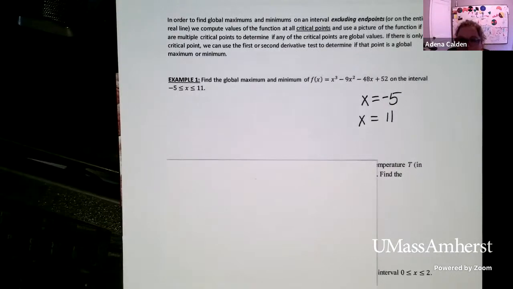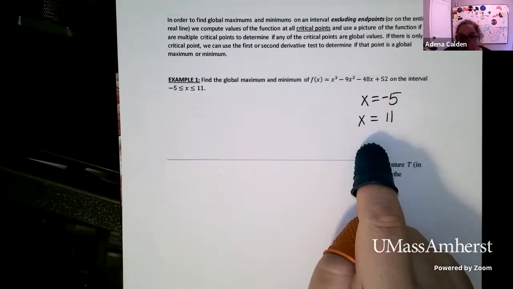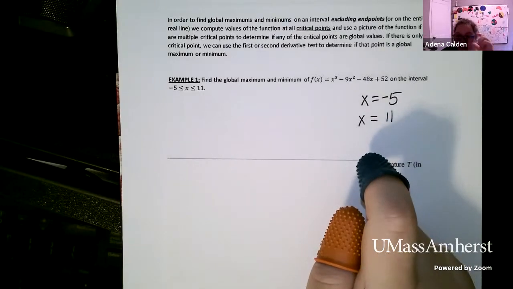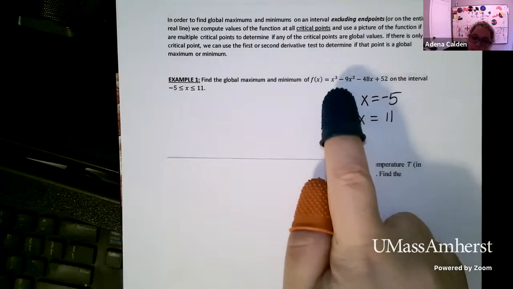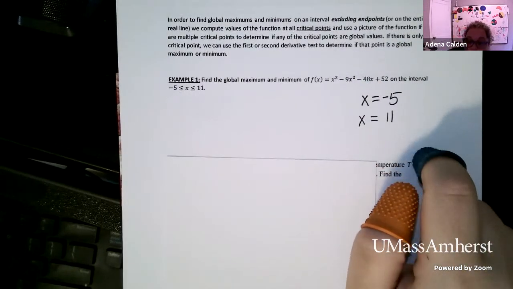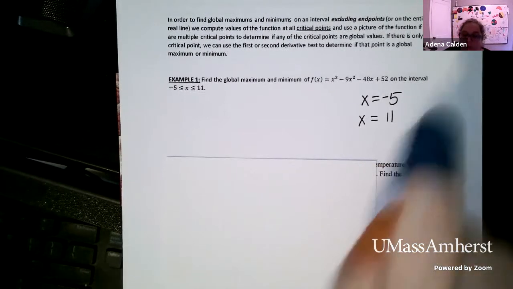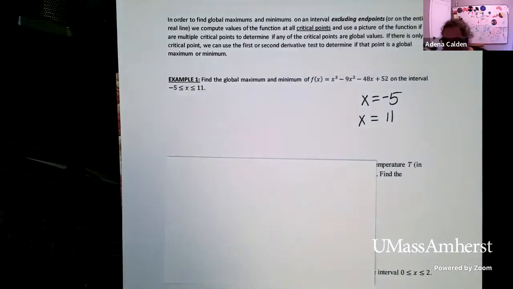So the process will be that we find the first derivative, set it equal to 0 to find the critical points, and add those critical points to our list. Once we have our list of places where the global max or min could be, we plug all of these x values in one at a time into the original function to get the corresponding y values. Then we look at that list of y values. The largest y value is our global max, and the lowest y value is our global min.